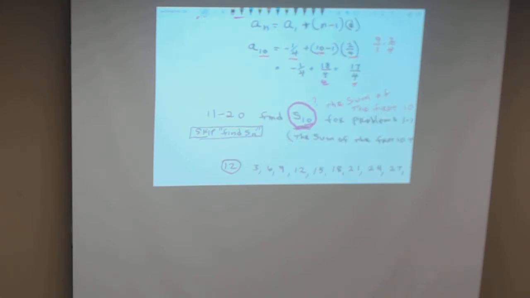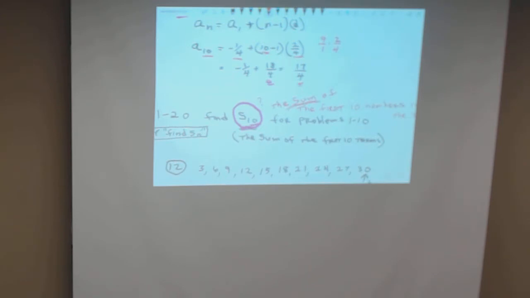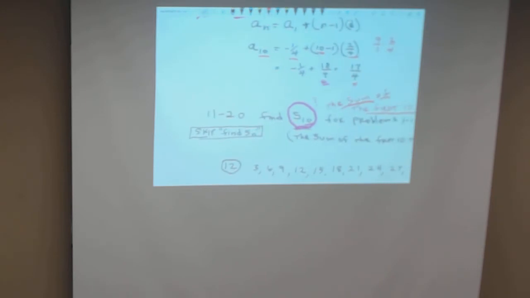Okay. For problems 11 through 20, S sub 10 means find the sum of the first 10 terms. So for problem number 12, which is really problem number 2, wasn't it 3, 6, 9, 12, 15, 18, 21, 24, 27, 30?